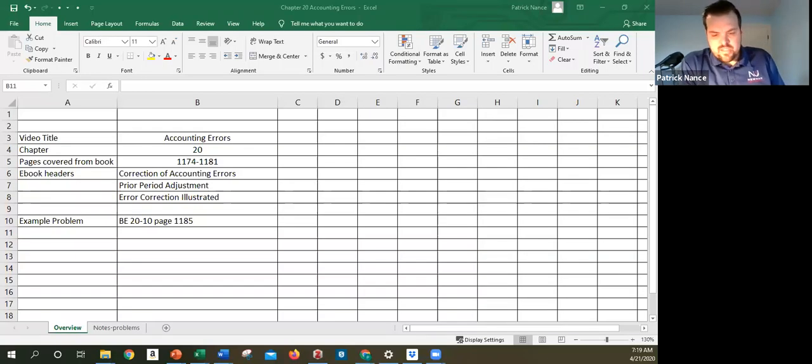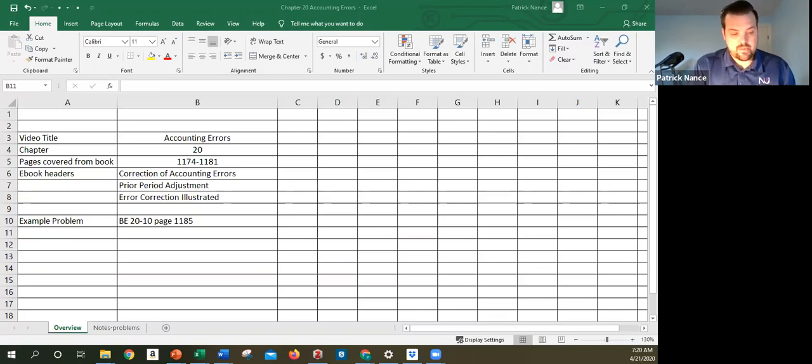Okay, chapter 20 is pretty short, so I should actually be able to finish it up in this lecture. So this is lecture 2 for chapter 20, which should be the last one for this, assuming it doesn't go too long. So I'm on page 1174. We're going to talk about correcting accounting errors. So when we find a mistake, what do we do? How do we fix it? What's the best method?